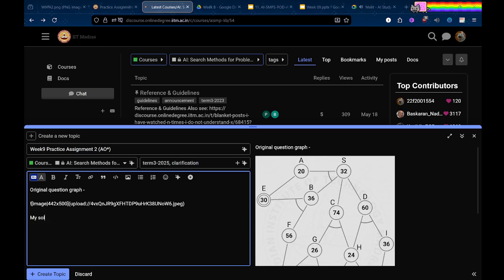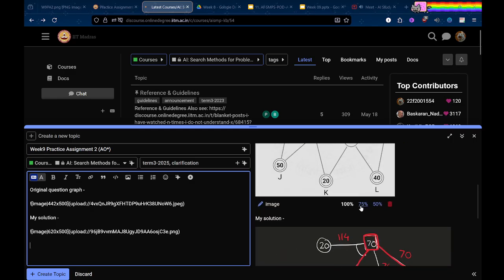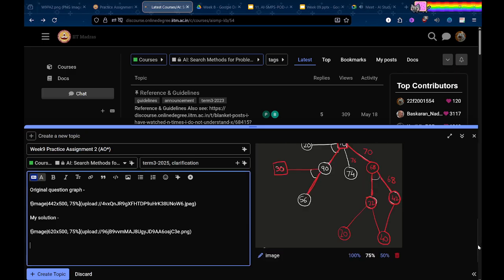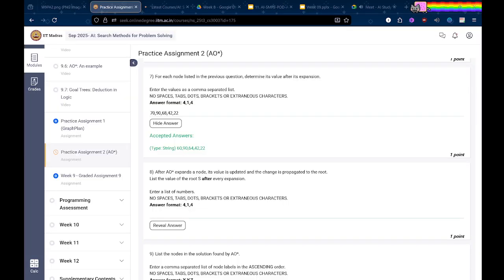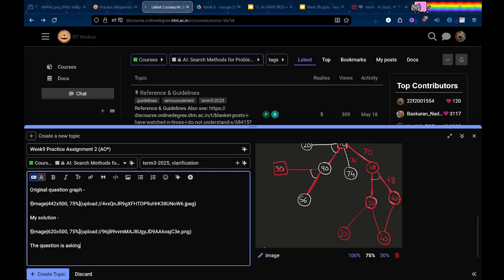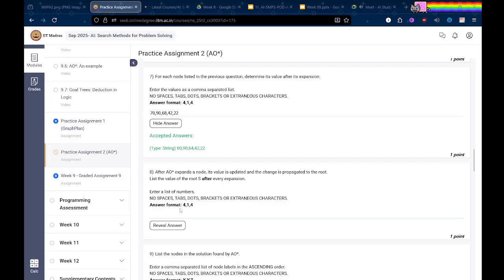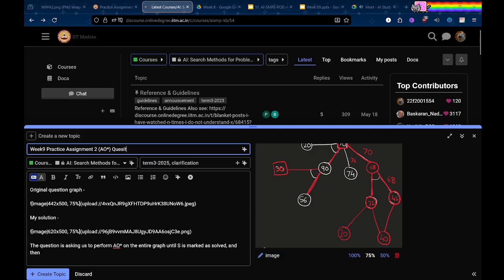My solution. So it's this, and what I basically say is that the question is asking us to perform A* on the entire graph until S is solved, mark as solved, and then question 7, right?